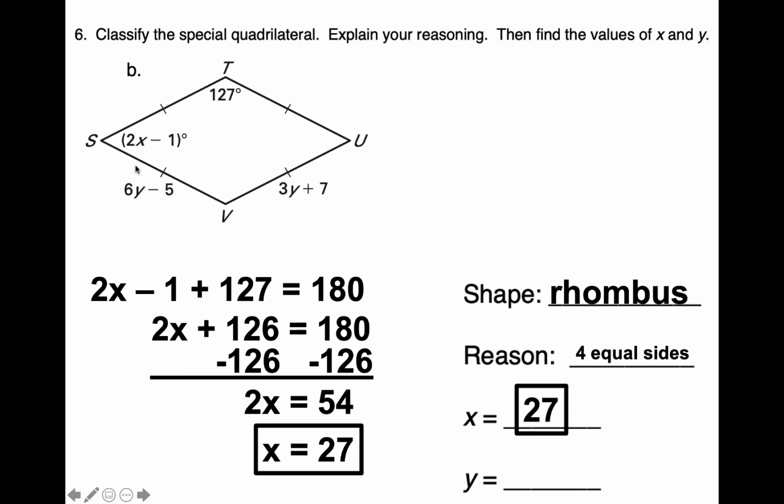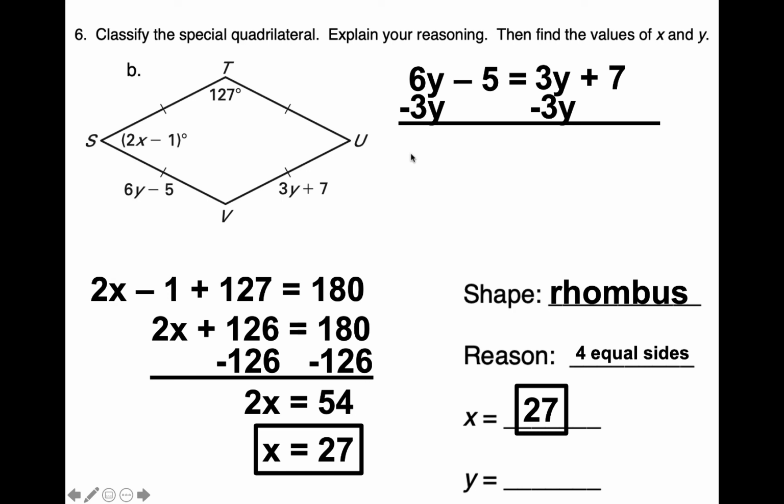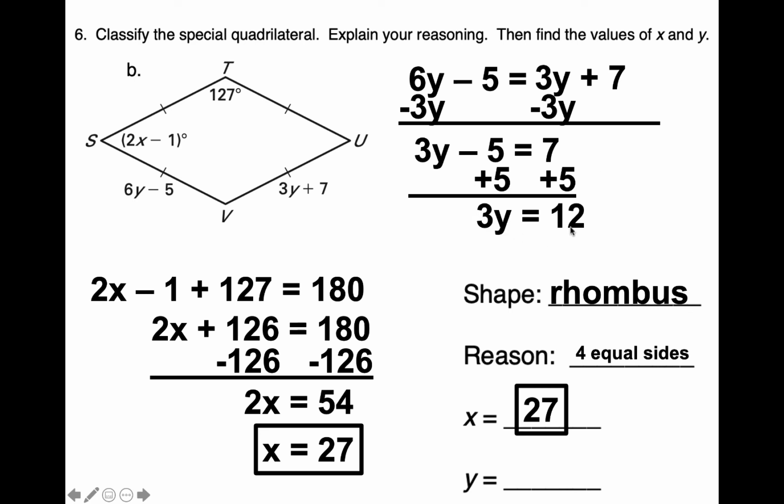To solve for y, notice this side has a y and this side has a y. Those are marked equal, so I can say 6y minus 5 equals 3y plus 7. Minus the 3y, I get 3y minus 5 equals 7. Add the 5, 3y equals 12, and divide by 3, I get y equals 4.